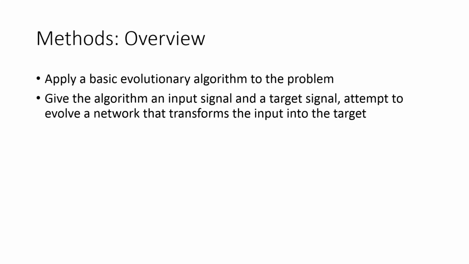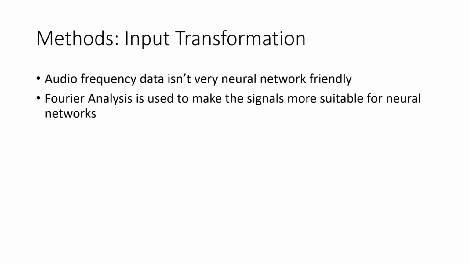For a general overview of the project, I applied a basic evolutionary algorithm to the problem. Give the algorithm an input signal and a target signal, and it will attempt to evolve a network capable of transforming the input into the target. However, this poses a problem because audio frequency data isn't very neural network friendly. Thankfully, we can use Fourier analysis and the Fourier transform to get data more suitable for consumption by neural networks.